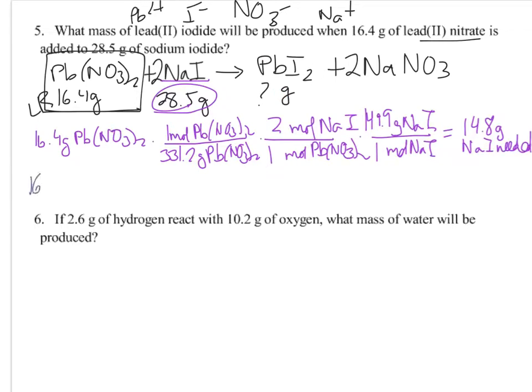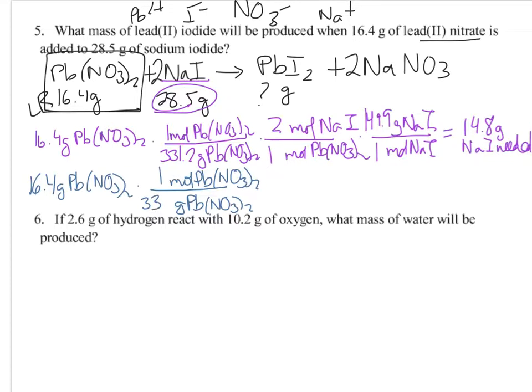I got 16.4 grams of Pb(NO3)2. Change that to moles. So grams of Pb(NO3)2 on the bottom, moles of Pb(NO3)2 on top. 1 mole we said is 331.2 grams.